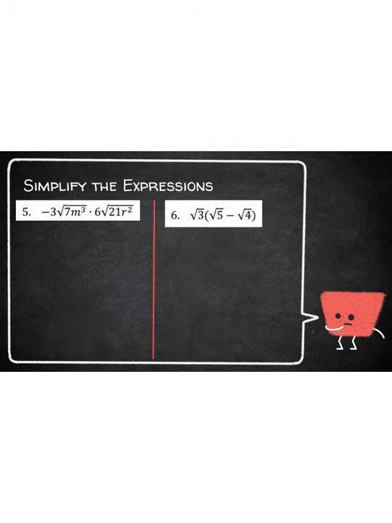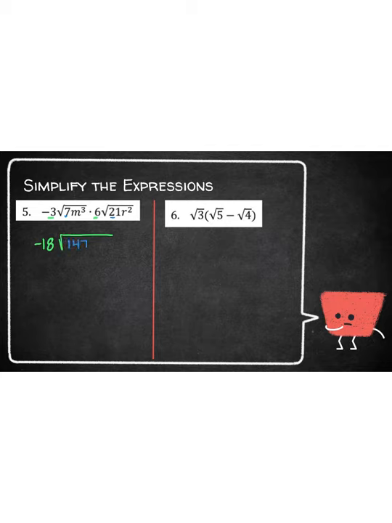Okay, number 5, I'm going to attack the same way. So first I'm going to take the numbers that are outside of the radical. So I have a -3 and a 6. So I'm going to take that -6, and I'm going to multiply by that 3, and I get -18. Okay, and then I'm going to use my radical symbol again, and now I take the 7 times the 21, and I multiply those, and those are going to go under your radical. So 7 times 21 gives me 147.